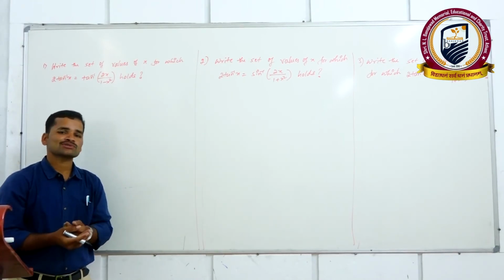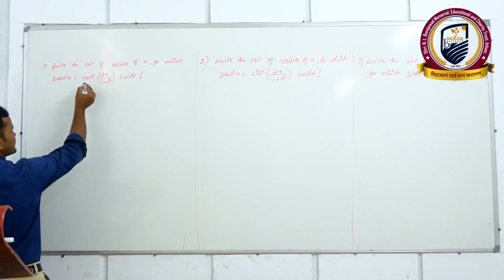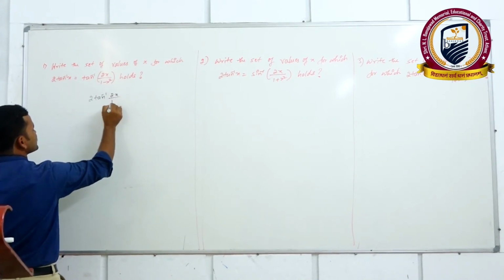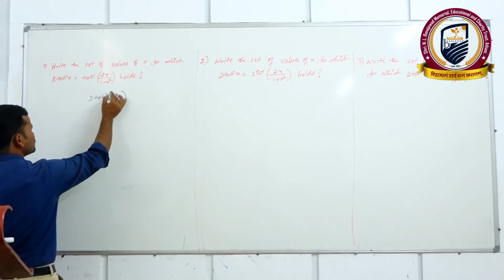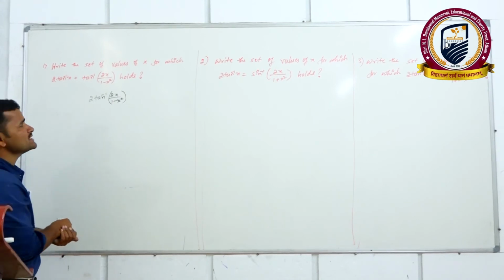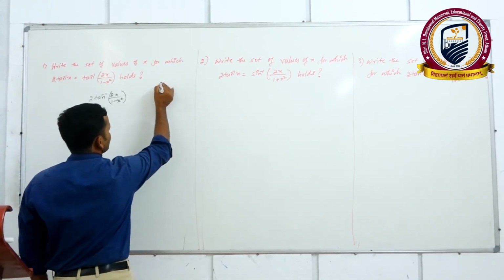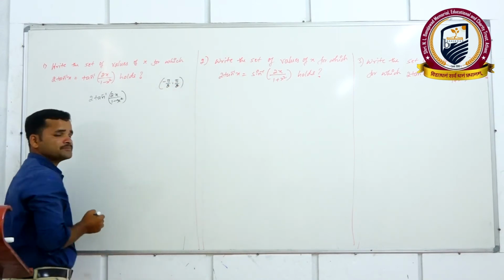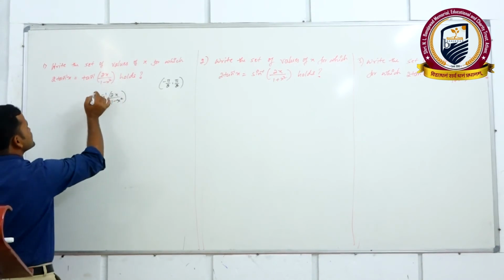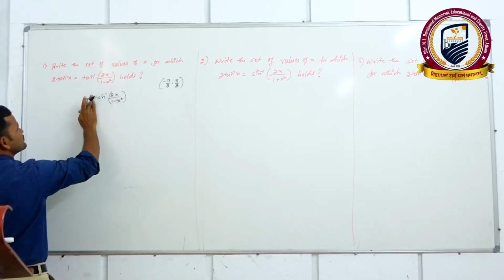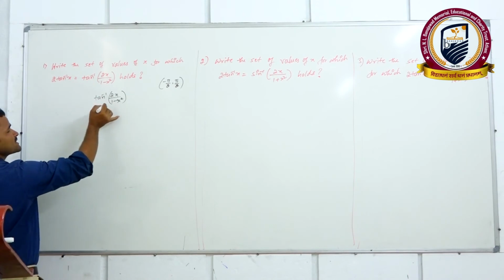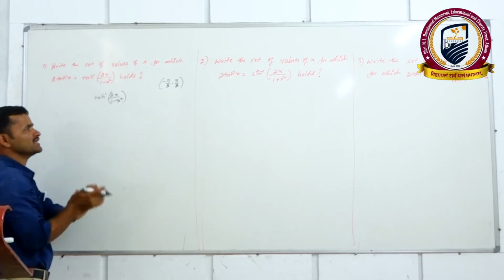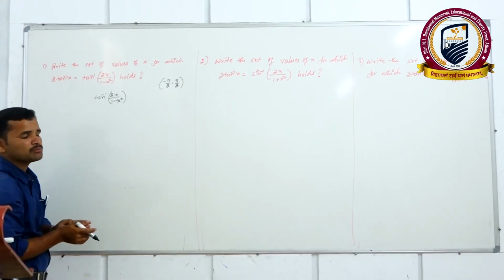In that case, how to solve? Just what you do, take the right hand side: tan inverse of 2x by (1 minus x square). What is the range of tan inverse? Range of tan inverse is the open interval minus pi by 2 to plus pi by 2. That one we know. Whatever value of x you substitute, this gives us only a value in the interval minus pi by 2 to plus pi by 2, that is open interval.